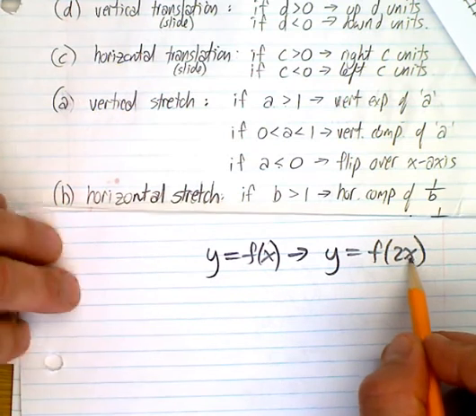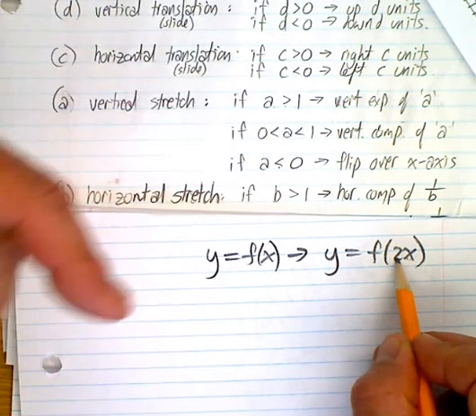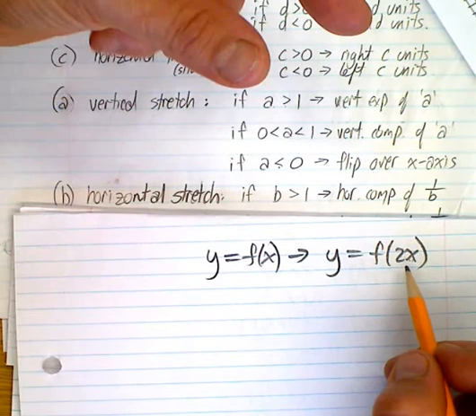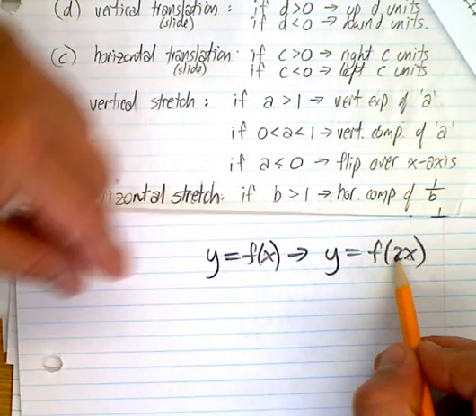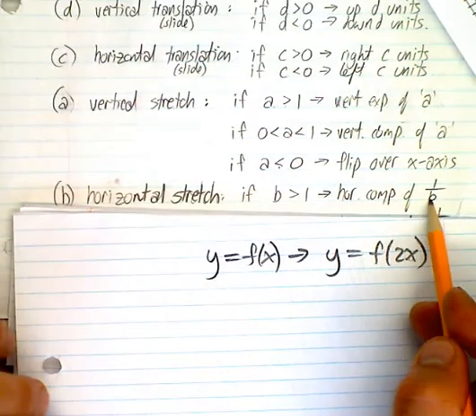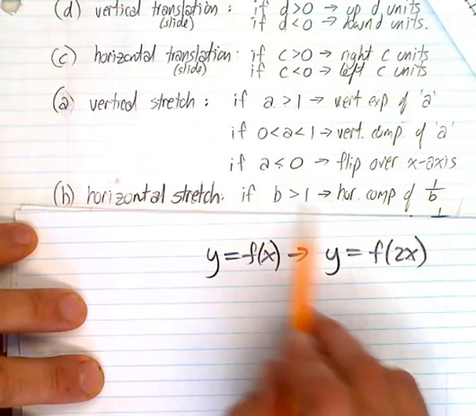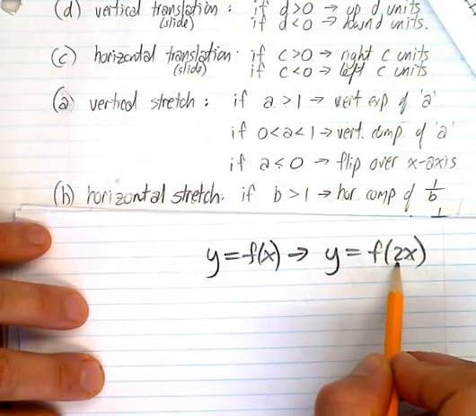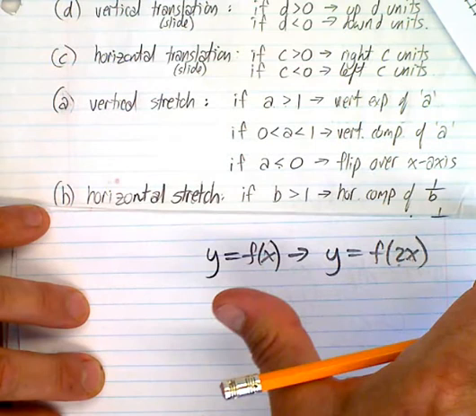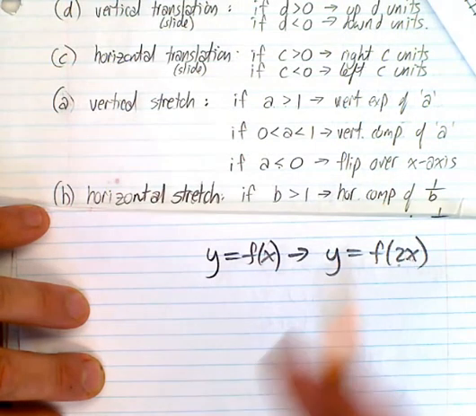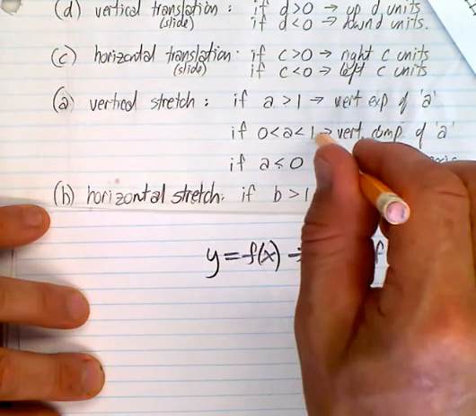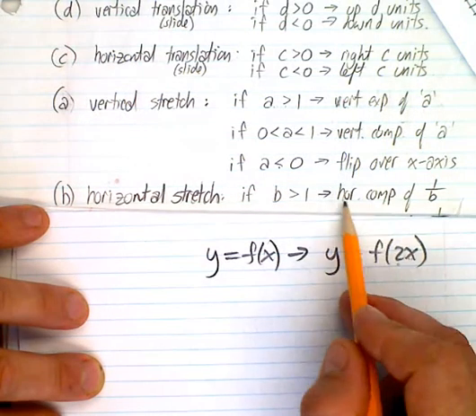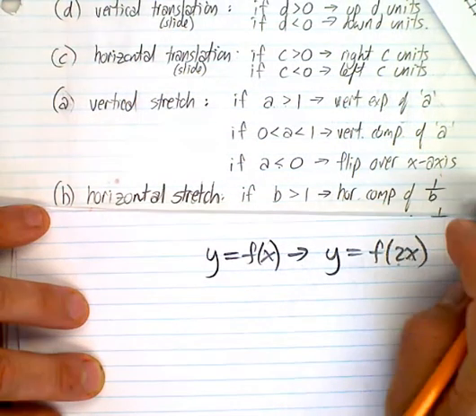So these x's actually get half the size. If it's a 3 here, they become a third of what they were. If it's a 4 here, they become a quarter of what it was. So if your b is greater than 1, so 2, 3, 4, 5, 6, right? It's a horizontal compression. It's counterintuitive. It's not what you would expect. It's the opposite to what we have here, okay? So it's a horizontal compression of 1 over b.